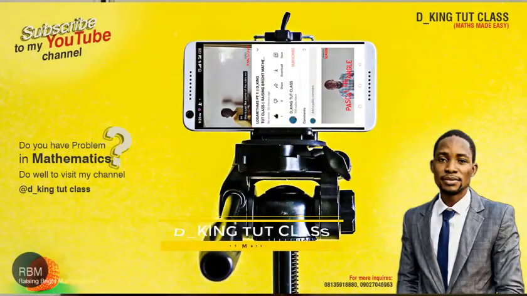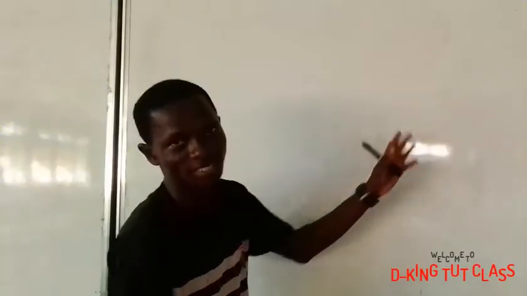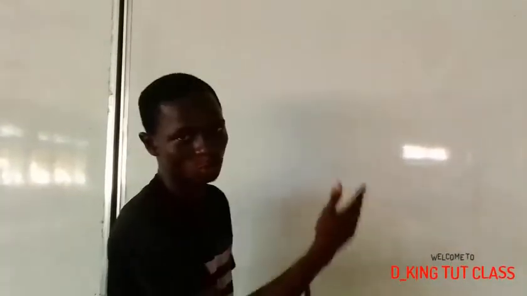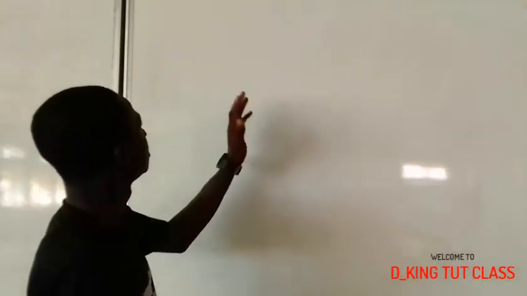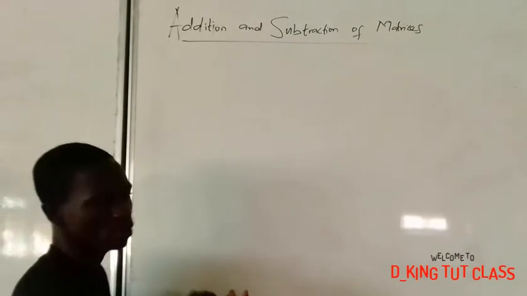After being grounded in the preliminaries of the introduction to matrices, that is, we've been taught how to get the determinants, and we've been taught the rows and columns of a matrix, we'll be looking at addition and subtraction of matrices today. So let's see how it goes. Let's look at a few examples.